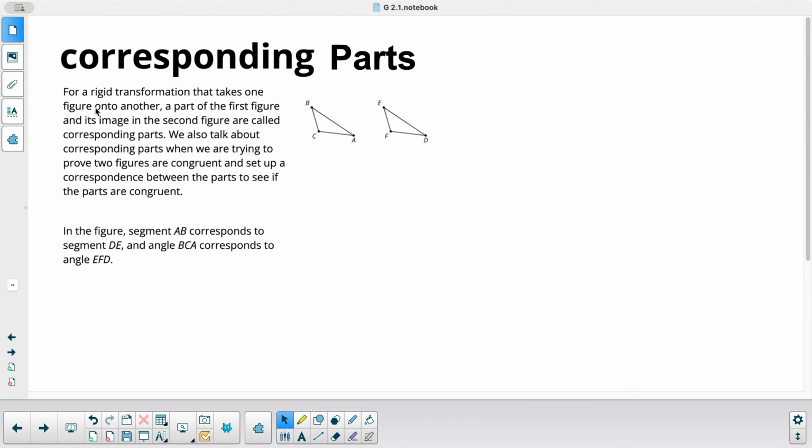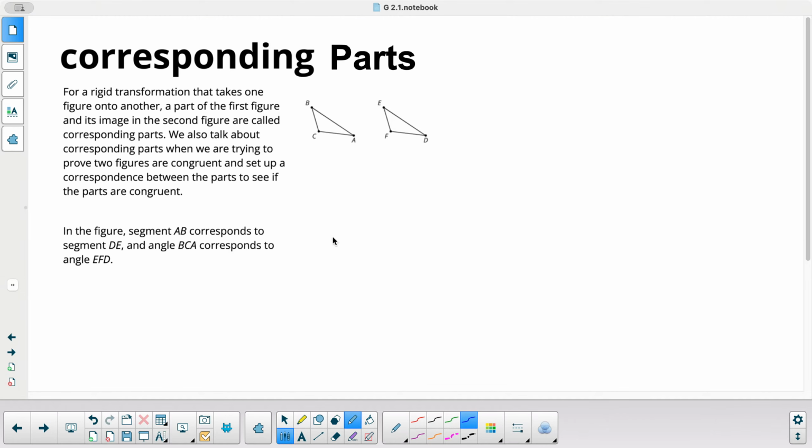So it says here, for a rigid transformation that takes one figure onto another, a part of the first figure and its image in the second figure are called corresponding parts. We also talk about corresponding parts when we're trying to prove two figures are congruent and set up a correspondence between the parts to see if the parts are congruent. Okay, so in the figure, segment AB corresponds to DE.